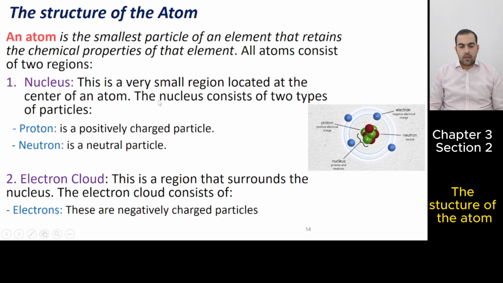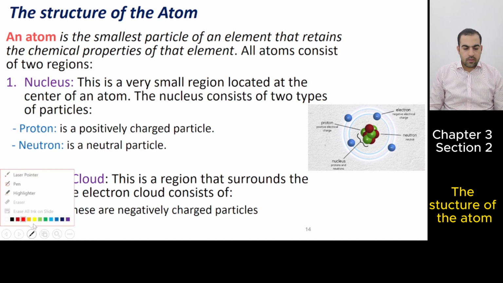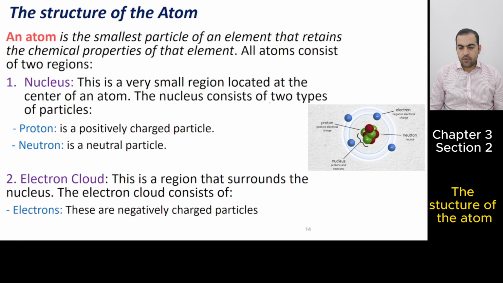So, the nucleus consists of what? Two types of particles, proton and neutron. Protons, they have what? They are positively charged particles. They are positive. Neutrons, they are neutral. Okay?